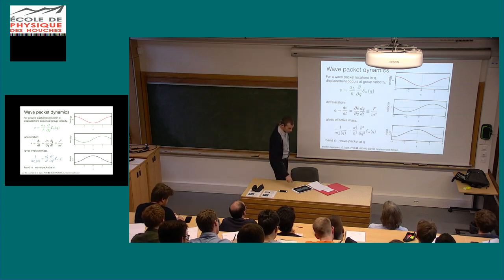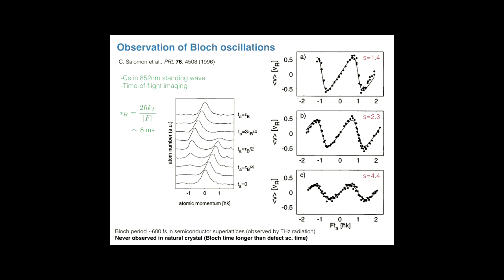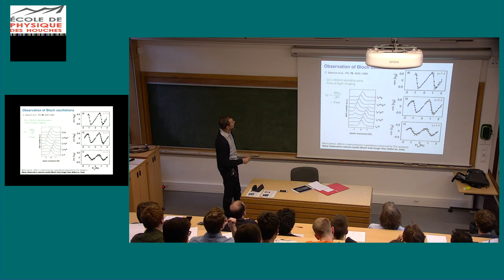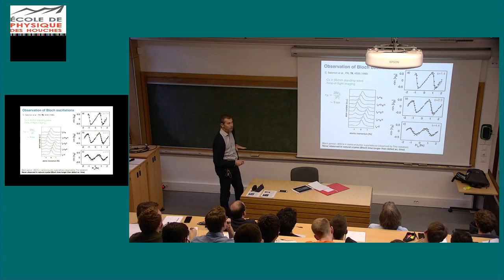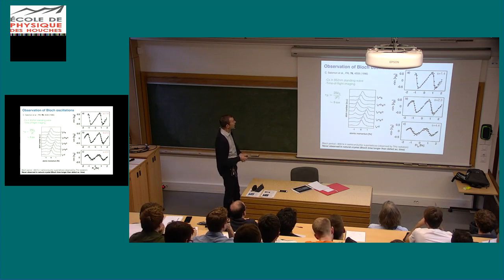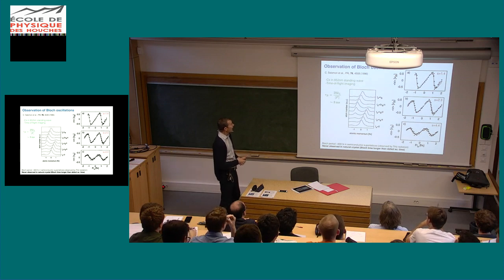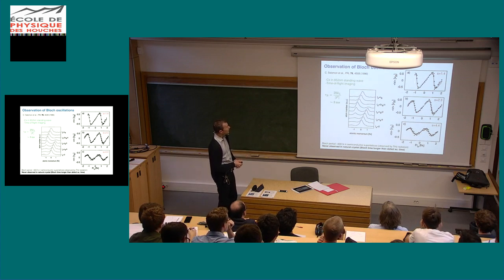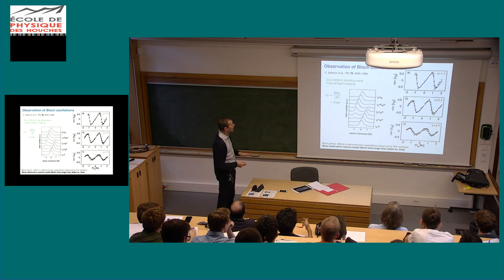So here's an observation of that at ENS in 1996. What was measured is a cesium beam going through a standing wave that was fairly near resonance, but not dissipative. And then what's looked at is the velocity of the outgoing wave. Okay, it's a relative velocity.